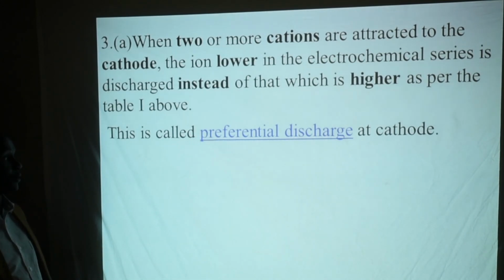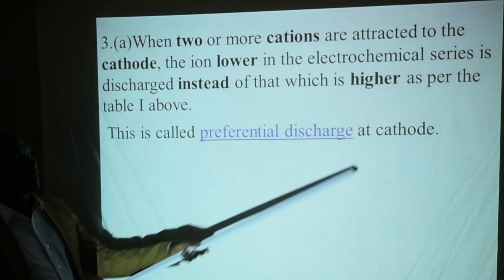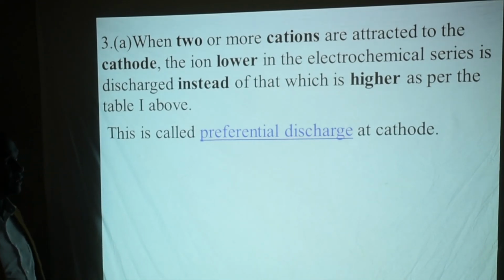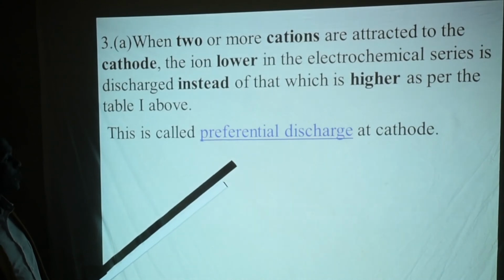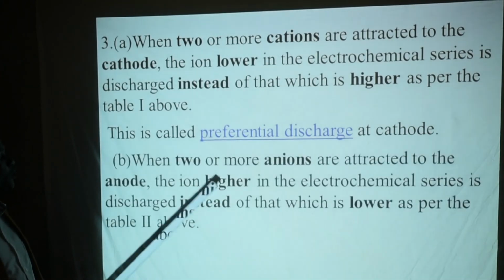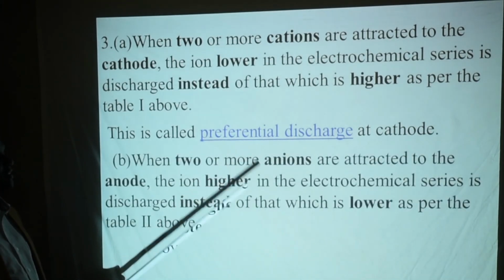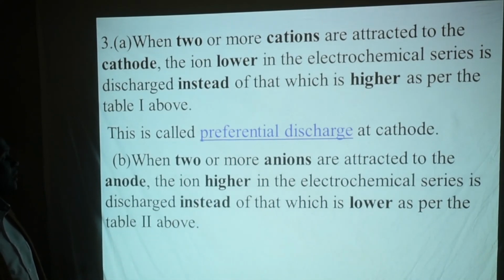Preferential discharge at the cathode. Remember, the cathode is the negative terminal, so those ions will require electrons. When two or more anions are attracted to the anode, the ion higher in the electrochemical series is discharged instead of the one which is lower, as per table 2 above.